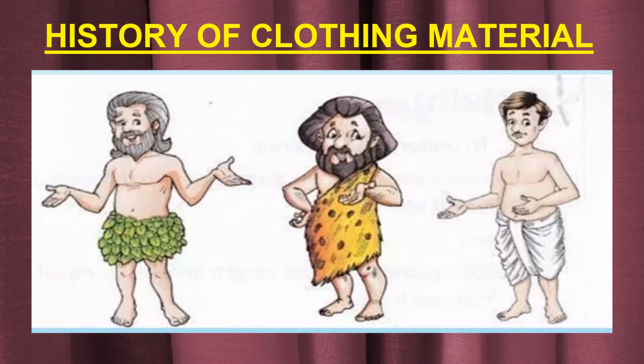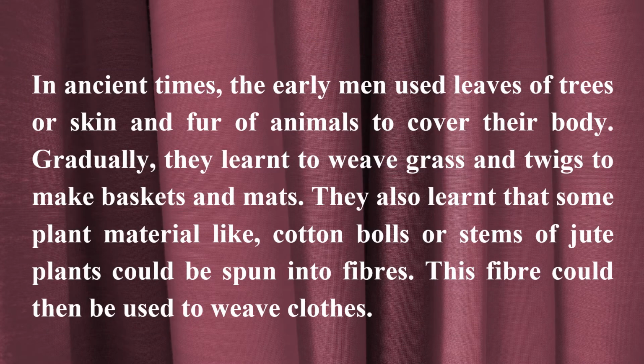Can you see? In olden times, human beings just wrapped leaves around their body. Then afterwards, they started using animal skin. And now we are using so many different types of clothes. Yes, in ancient times, they were using just leaves or bark or fur of animals to cover their body. Then slowly, they learned to weave grass and twigs. As a result, they started making baskets and mats.